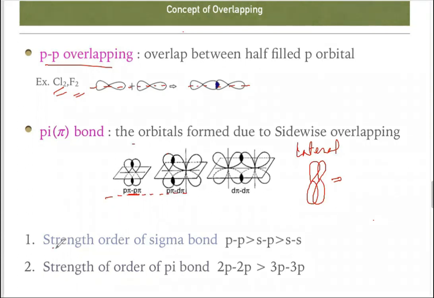We'll talk about the strength of the sigma bond. So a pp sigma bond will have higher strength than sp, which is higher than ss. Now the strength order of pi bonds: a 2p-2p pi bond is stronger than a 3p-3p pi bond.